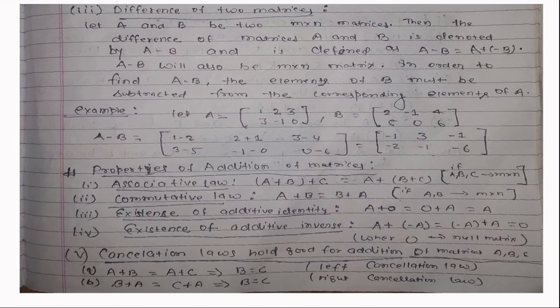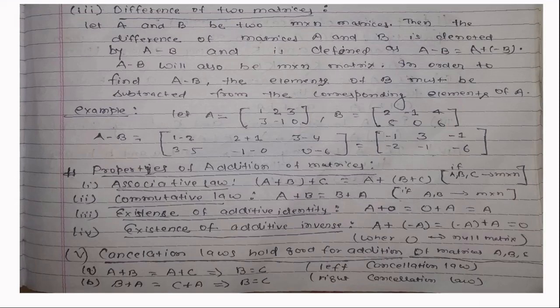Now we will discuss another operation on matrices: the difference of two matrices. Let A and B be two m cross n matrices. Then the difference of matrices A and B is denoted by A minus B, and is defined as A plus minus B. A minus B will also be an m cross n matrix. In order to find A minus B, the elements of B must be subtracted from the corresponding elements of A.